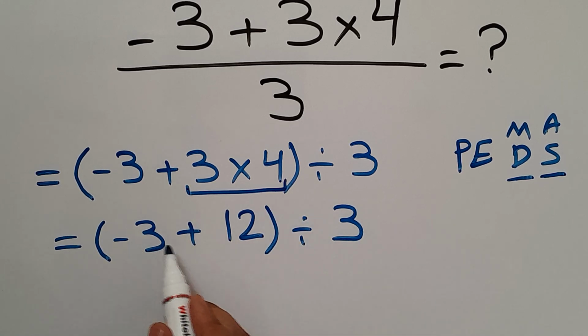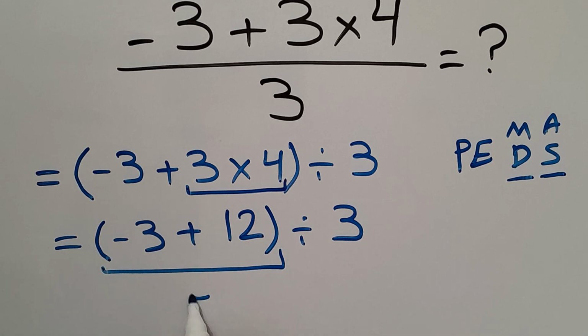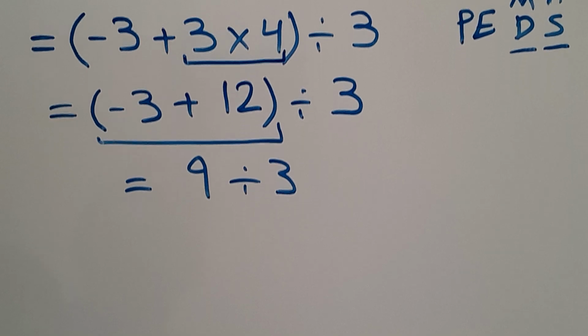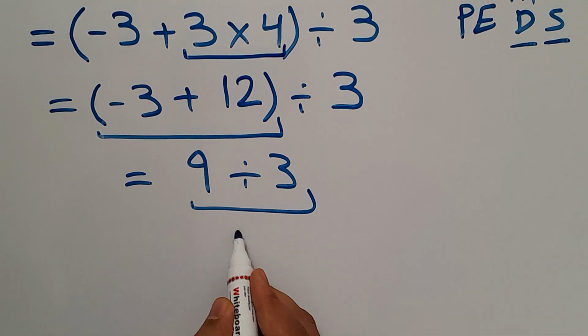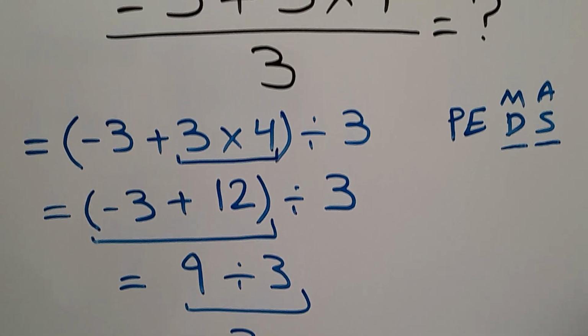Now negative 3 plus 12 gives us just 9. So we have 9 divided by 3. And 9 divided by 3 is just 3. So our final answer to this problem is just 3.